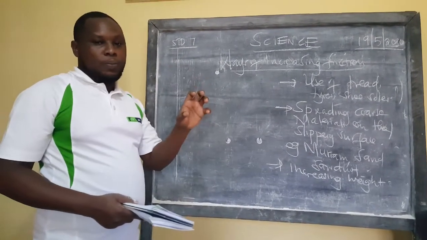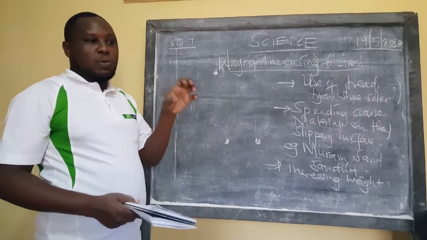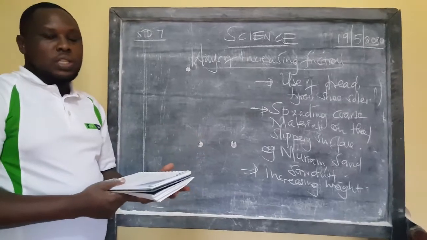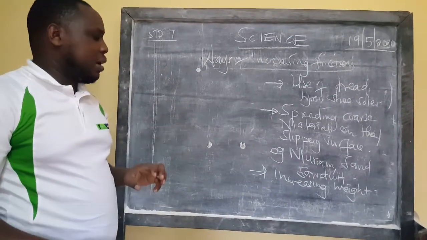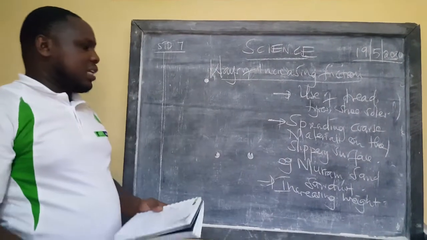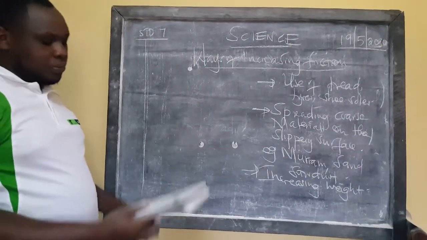That is the force that opposes motion between the bottom surface of the box and the slippery ground. So we can do that by increasing the weight of the materials so that they can grip well on the ground.